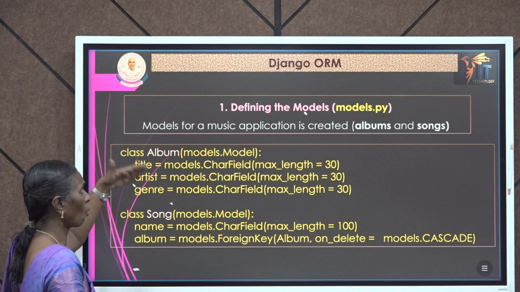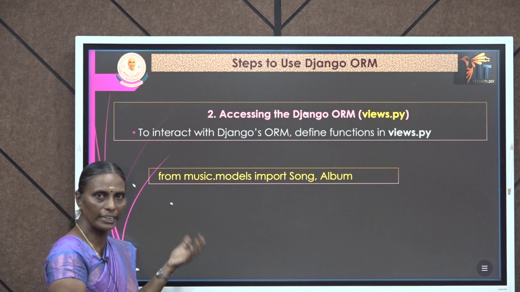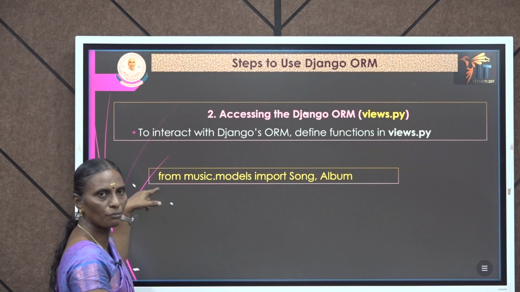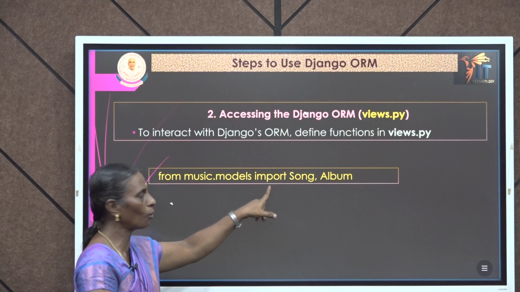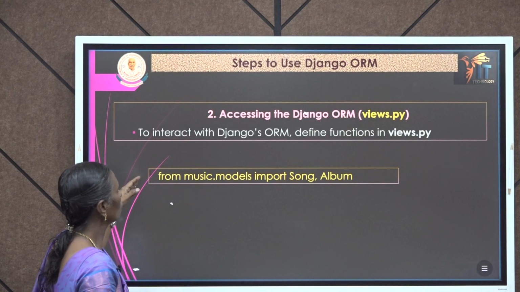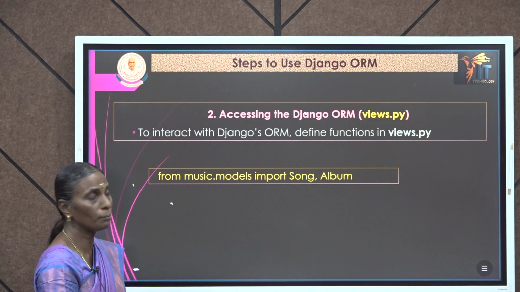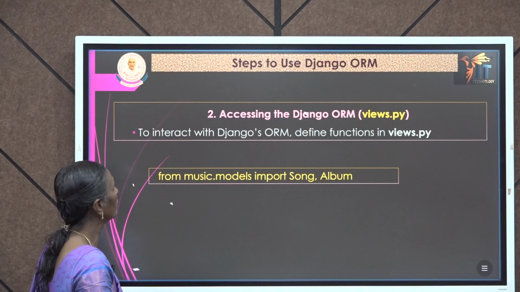So, this is how the models are defined. And next, how to access the defined models. For that we have to use the import statement. So, from music.models we are going to import the classes Song and Album. So, this is accessing Django ORM and it will be used in views.py where the application logic is defined.